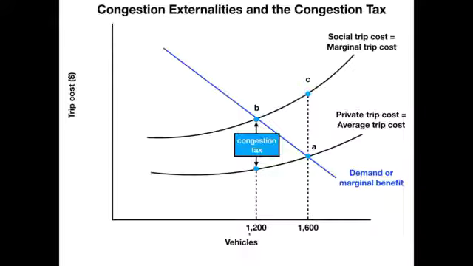So we look at where we have 1,200 vehicles on the road, and it's the vertical distance between the average trip cost and the marginal trip cost. This vertical distance here will be the congestion tax that will cause the number of cars on the road to decrease from 1,600 to 1,200. So make sure you're aware of how economists attempt to come up with a calculation for the congestion tax.